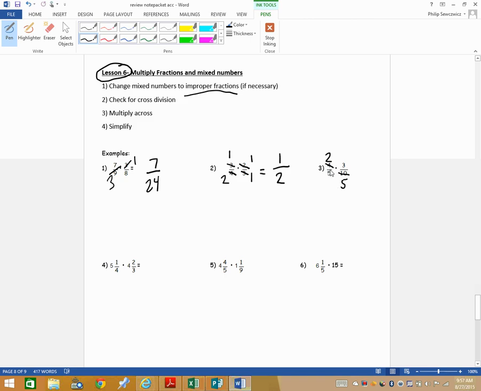We do like to cross them out. We're not grinding them out, just a little mark through it to let them know that's no longer there. So when I multiply across, 2 times 3 is 6, and 5 times 5 is 25, and there we go. We've got it. So the main thing with plain old fractions is there's no changing. It's check for cross division, multiply across.